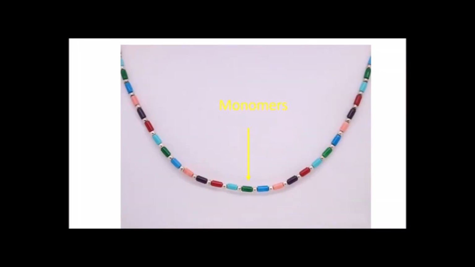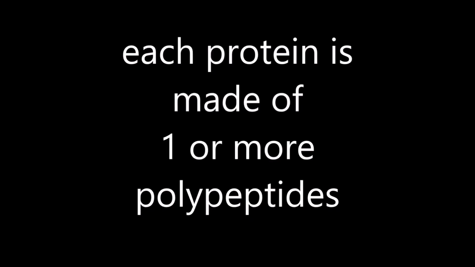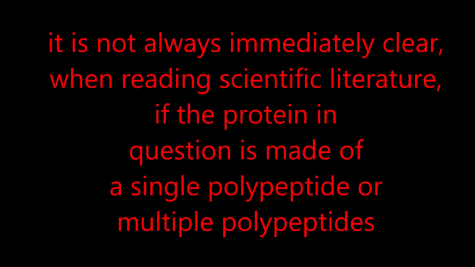As covered in episode 3, a polypeptide is a polymer chain made of amino acids analogous to a necklace where each bead on the necklace represents an amino acid monomer. Each protein is made of one or more polypeptides. What can lead to some confusion is that it is not always immediately clear when reading scientific literature if the protein in question is made of a single polypeptide or of multiple polypeptides.